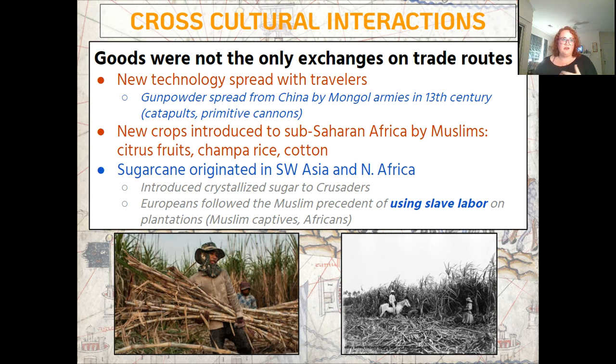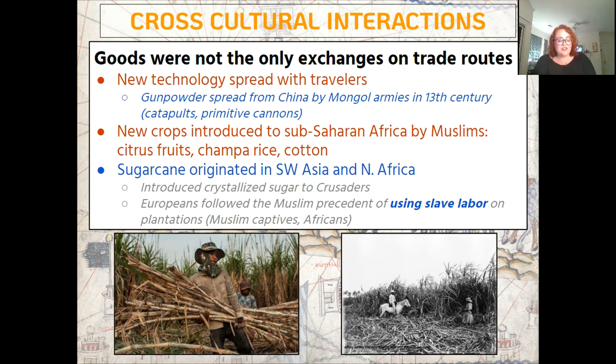Goods were not the only thing exchanged along these trade routes. You had new technology. So gunpowder developed in China began to be spread by the Mongol armies in the 13th century. They're the ones that made the catapults and the very primitive forms of cannons.